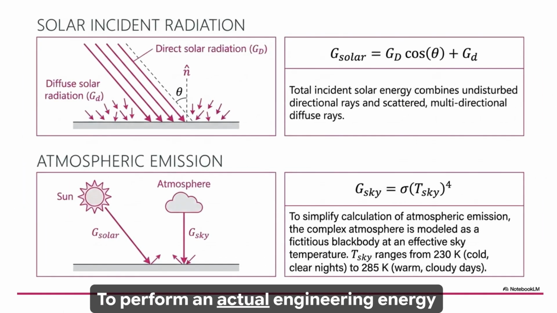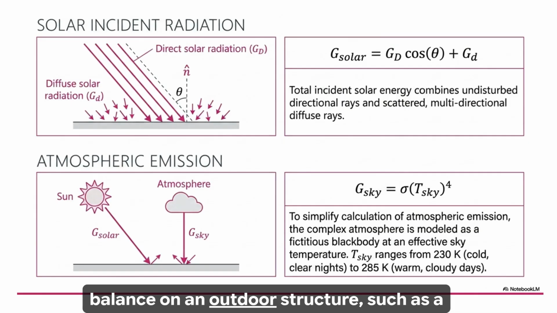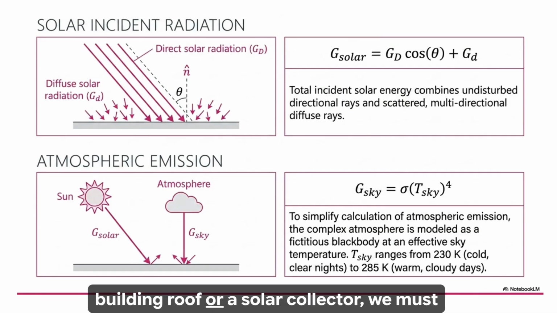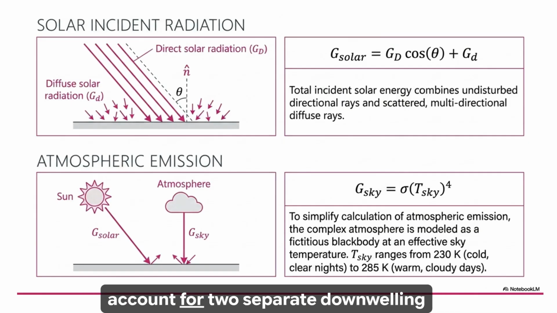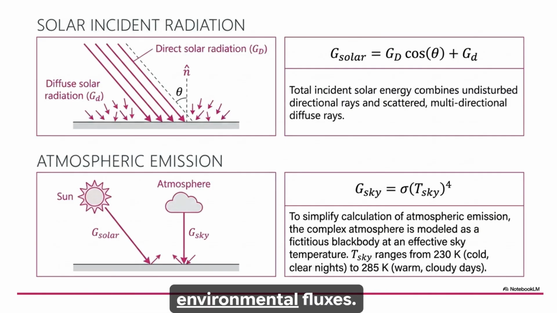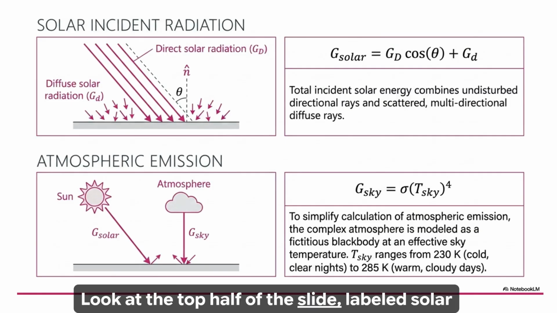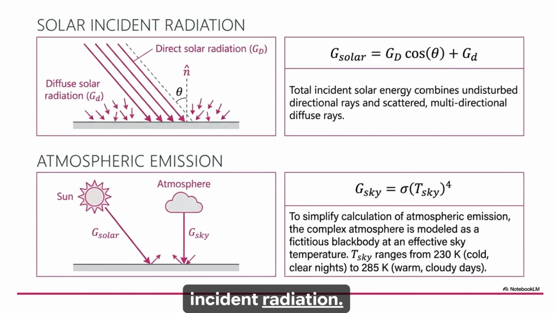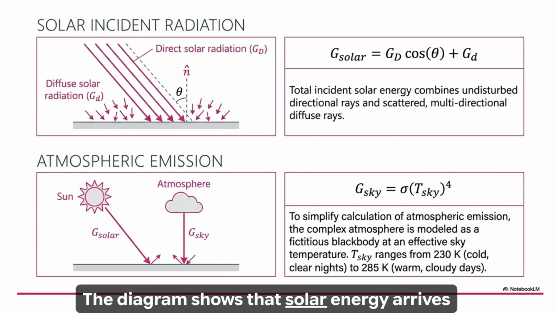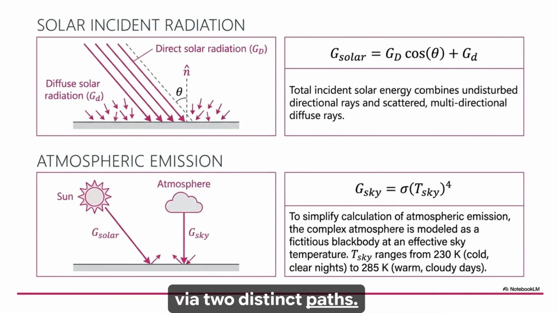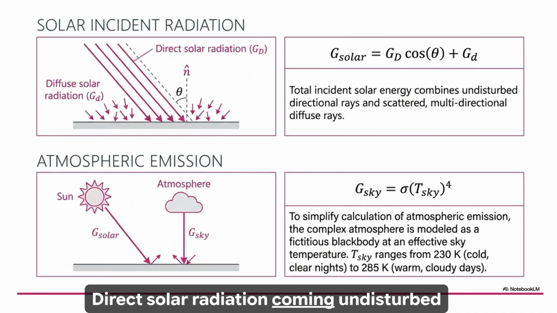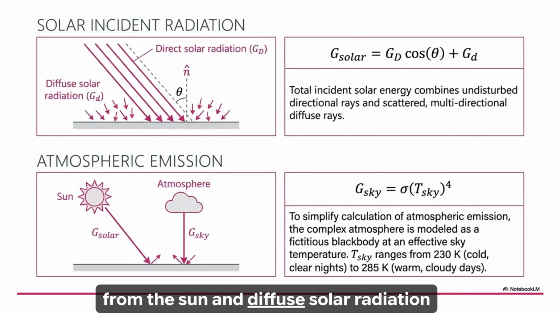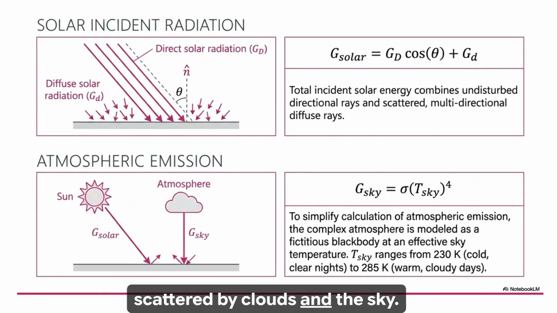To perform an actual engineering energy balance on an outdoor structure, such as a building roof or a solar collector, we must account for two separate downwelling environmental fluxes. Look at the top half of the slide, labeled solar incident radiation. The diagram shows that solar energy arrives via two distinct paths: direct solar radiation coming undisturbed from the sun, and diffuse solar radiation scattered by clouds and the sky.